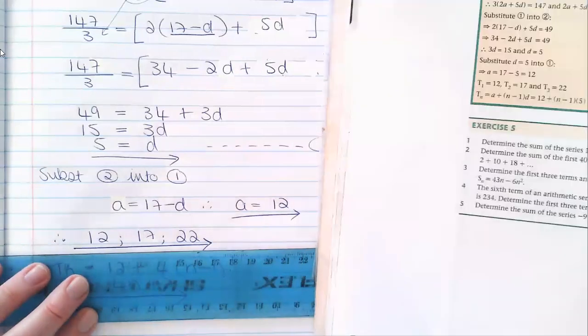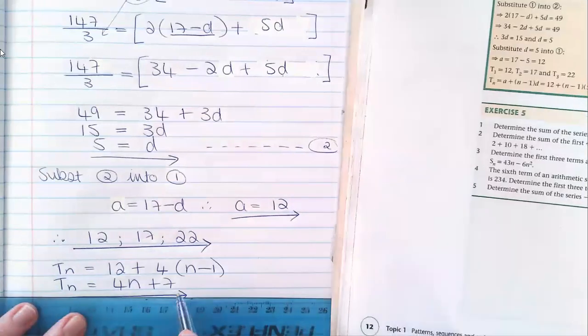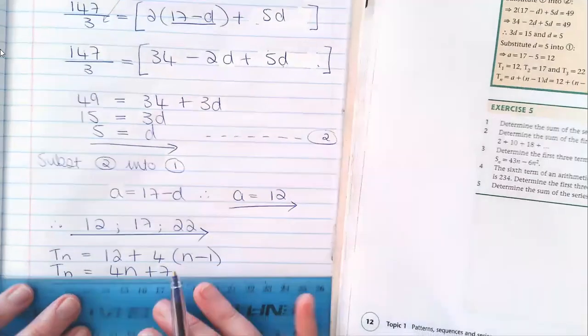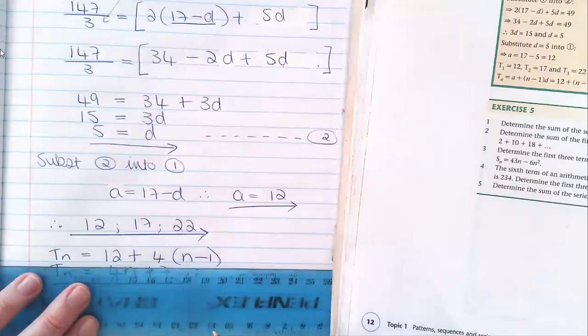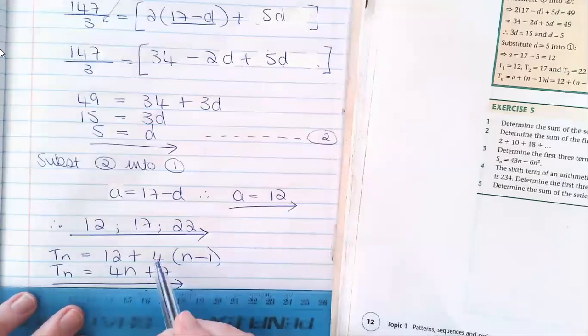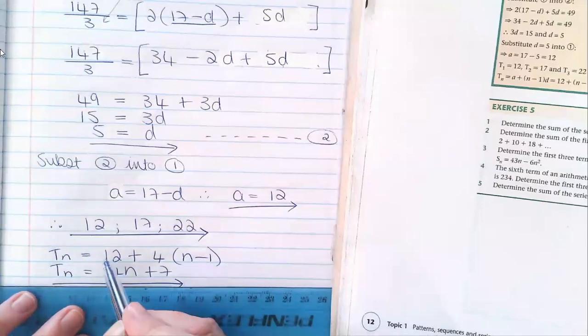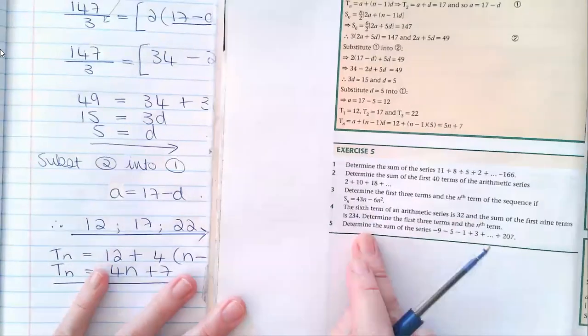And then they ask us for the Tn, the formula. So we are just substituting it, a plus d times n minus 1. So we get Tn equals 4n plus 12 minus 4, which gives me plus 7. Here we go. Okay, for homework, I'm giving you exercise 5.